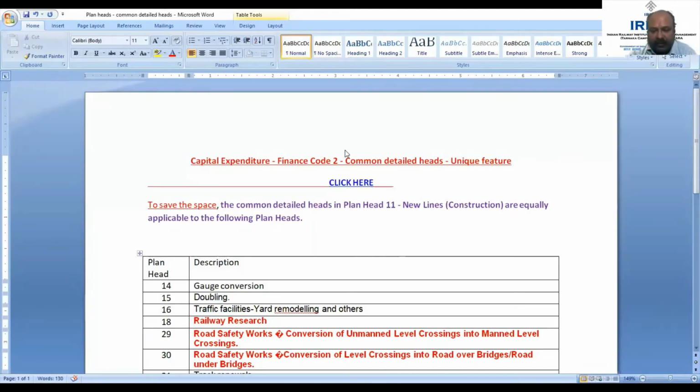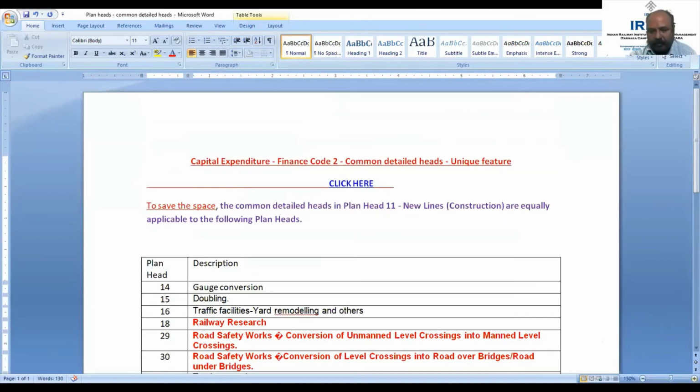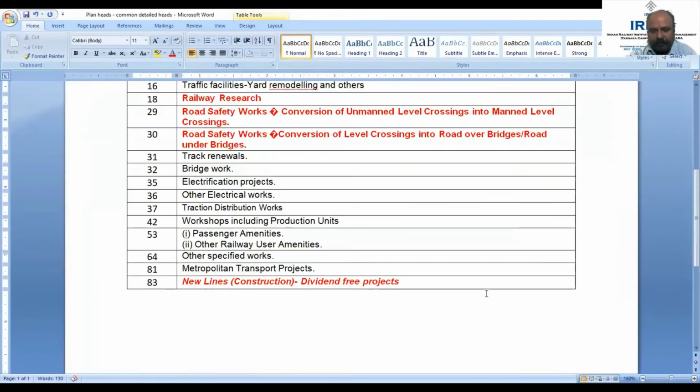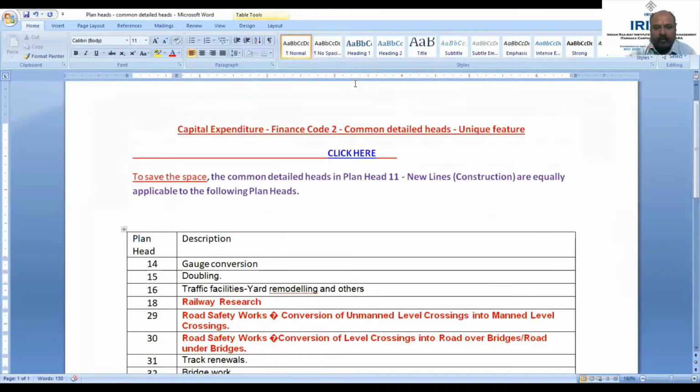Yeah, please confirm whether the document is visible or not. Yeah, right. Thank you.